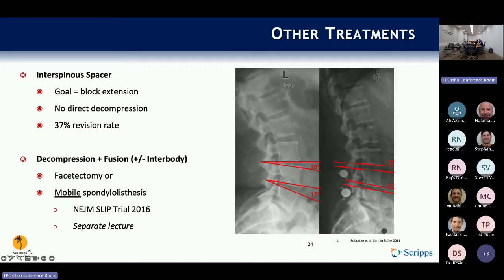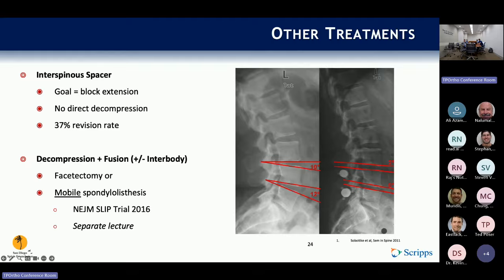There are some other treatments out there as well. There's some use of interspinous spacers or blockers, and the goal is to block that extension moment, which decreases the spinal canal diameter. Not really directly decompressing anything, but these do have a pretty high rate of revision.